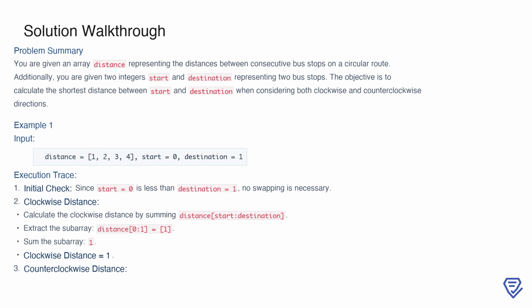and destination equals 1. Since start is less than destination, there's no need to swap their values. To calculate the clockwise distance, we sum up the values in the distance array from index start to destination. Here, the subarray is distance[0:1], which equals 1. Summing this gives us a clockwise distance of 1. Next, we calculate the counterclockwise distance by subtracting the clockwise distance from the total sum of the distance array. We'll continue analyzing this calculation shortly.